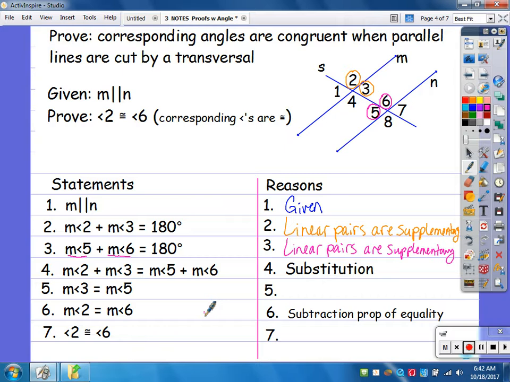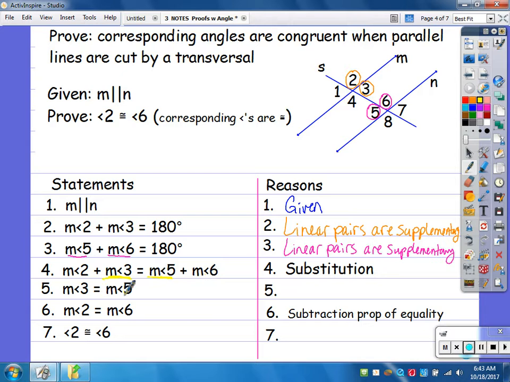All right, so now I'm going to look at what I'm trying to prove again. I'm trying to prove that angle 2 and angle 6 are congruent, which means that at this point in this statement, I need to get rid of the 3 and the 5, so that I'm only left with 2 and 6. Well, in the first proof we did, it worked out nicely because we had the same thing there. We had the measure of angle 4 and the measure of angle 4, so I could just straight subtract that. But in this case, I can't just subtract it because I don't know yet that these two things are equal.